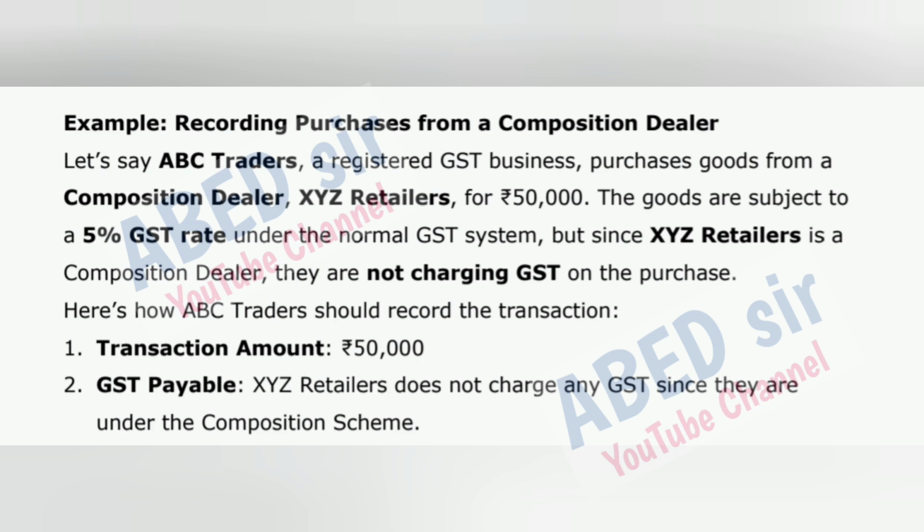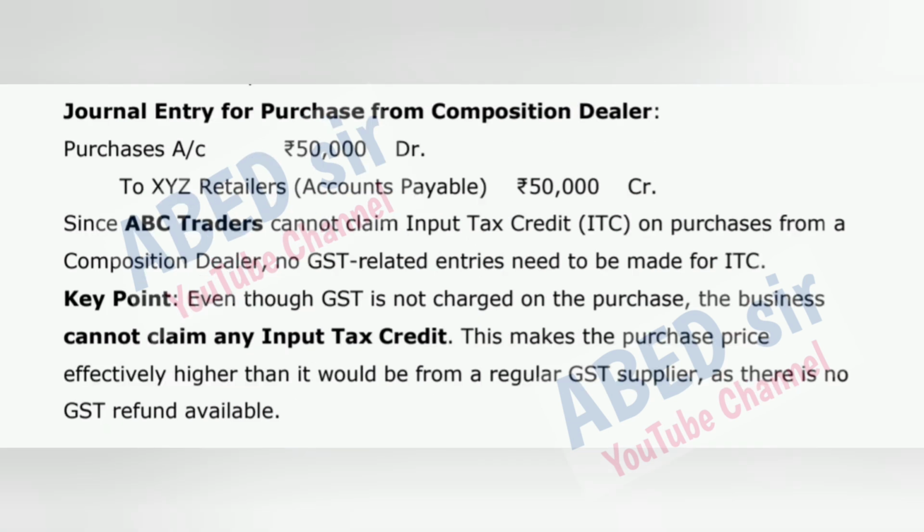1. Transaction amount, 50,000 rupees. 2. GST payable, XYZ Retailers does not charge any GST since they are under the composition scheme. Journal entry for purchase from composition dealer. Since ABC Traders cannot claim input tax credit, ITC, on purchases from a composition dealer, no GST-related entries need to be made for ITC.